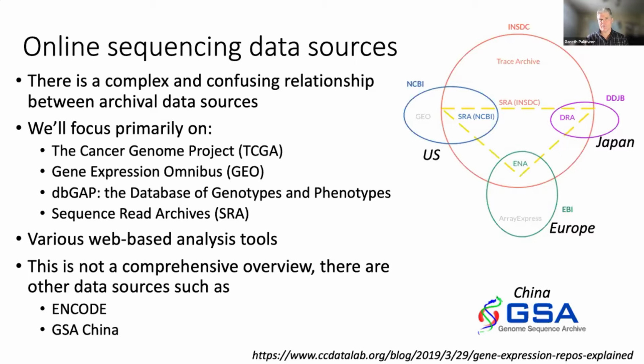And Samer will also discuss TCGA and its association with various web-based analysis tools, and also web-based analysis tools related to publications, for example. This is not, as I stated, a comprehensive overview. There are many other data sources we're not covering. For example, ENCODE, and one thing I just found out about is China has their own sequencing archive site, which I'll be looking at for data that might be relevant to researchers we support.